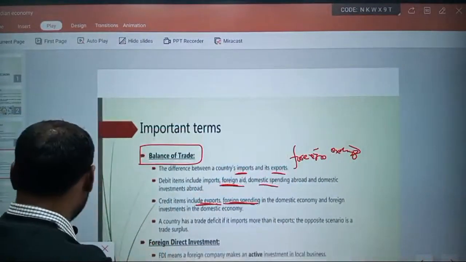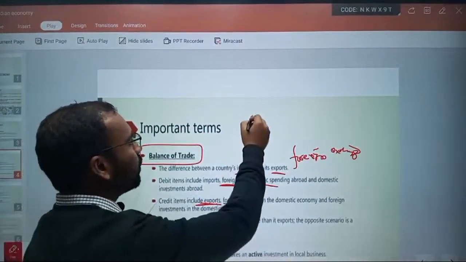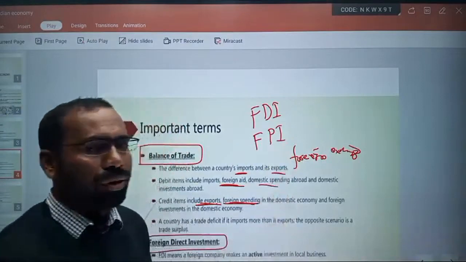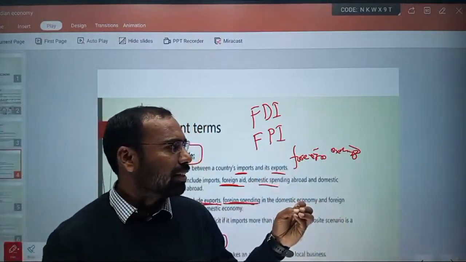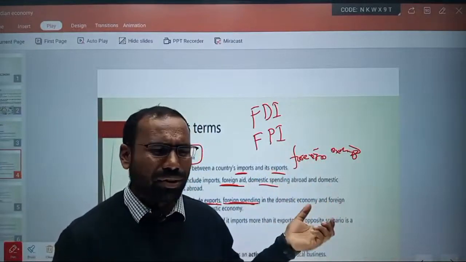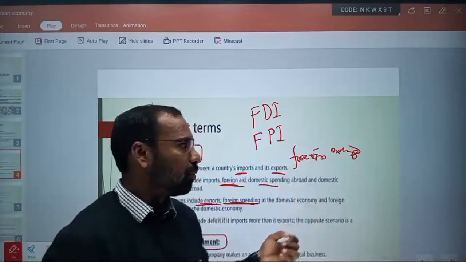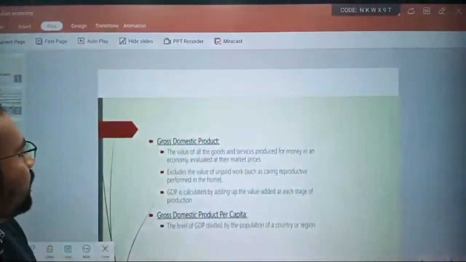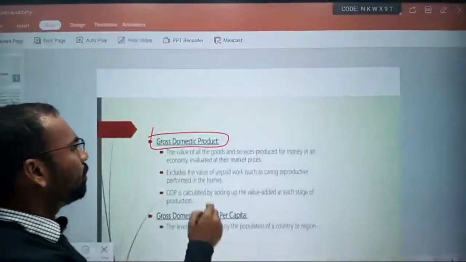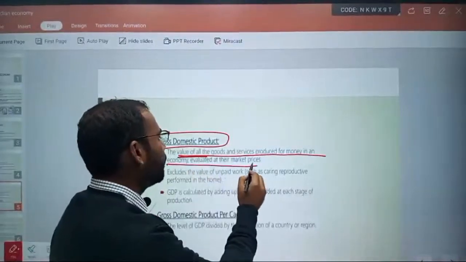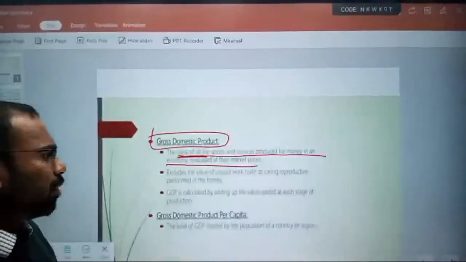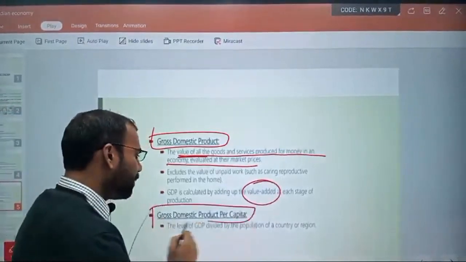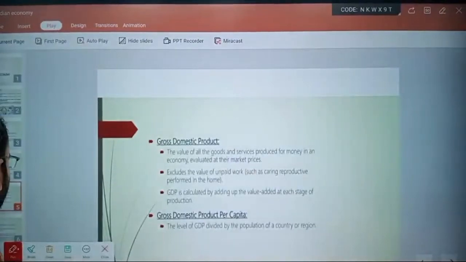Important parameters you will understand are FDI, foreign direct investment, and FPI, foreign portfolio investment. So how we are going to understand economics is, first we will learn the terminology, and then through that terminology we will explore important things and concepts. Likewise, GDP. First we will try to understand GDP. GDP is the value of all goods and services produced in money terms, and the calculation of GDP tells about how value is added in an economy. What is GDP growth? Everything, GDP, per capita income, we will understand.